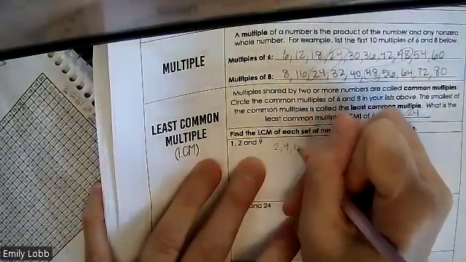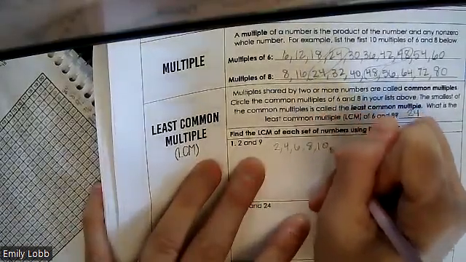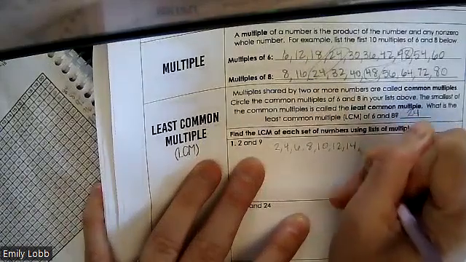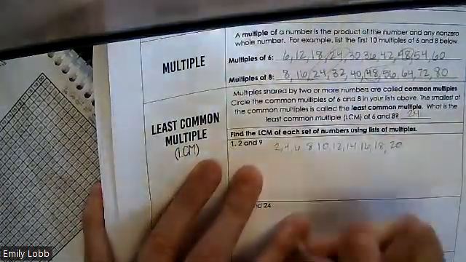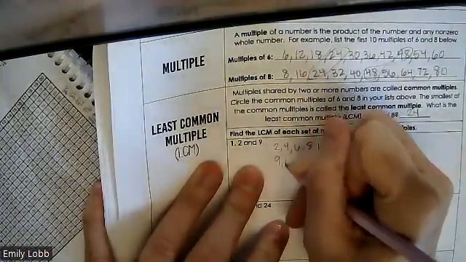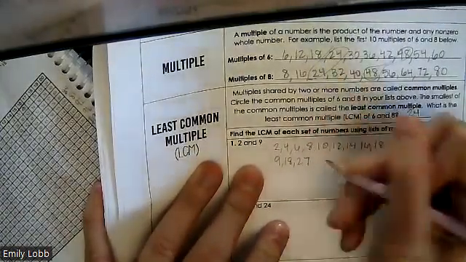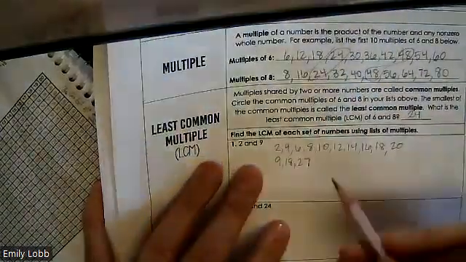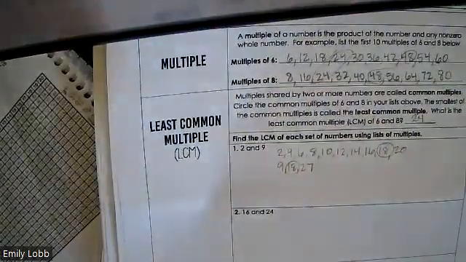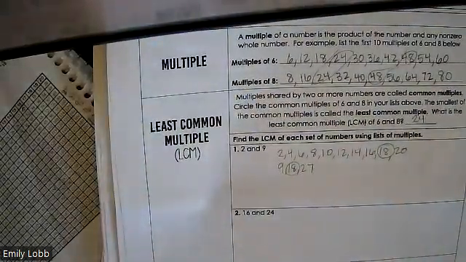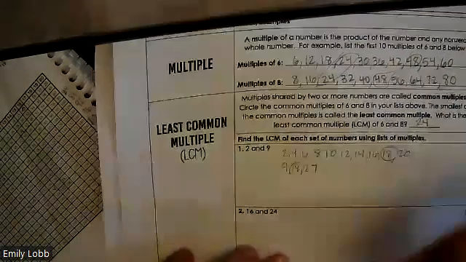2, 4, 6, 8, 10, 12, 14, 16, 18, 20. 9, 18, 27. But as soon as I see one they have in common, I can stop, right? So 18 is my least common multiple.